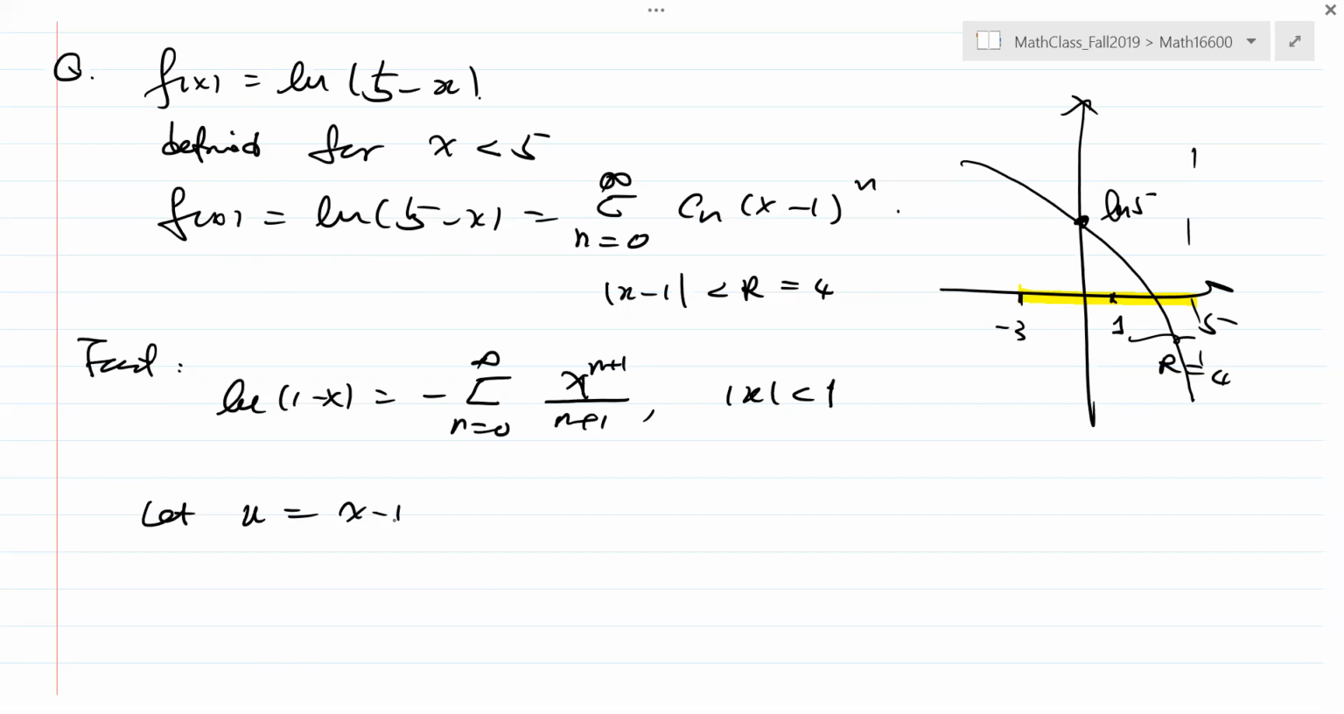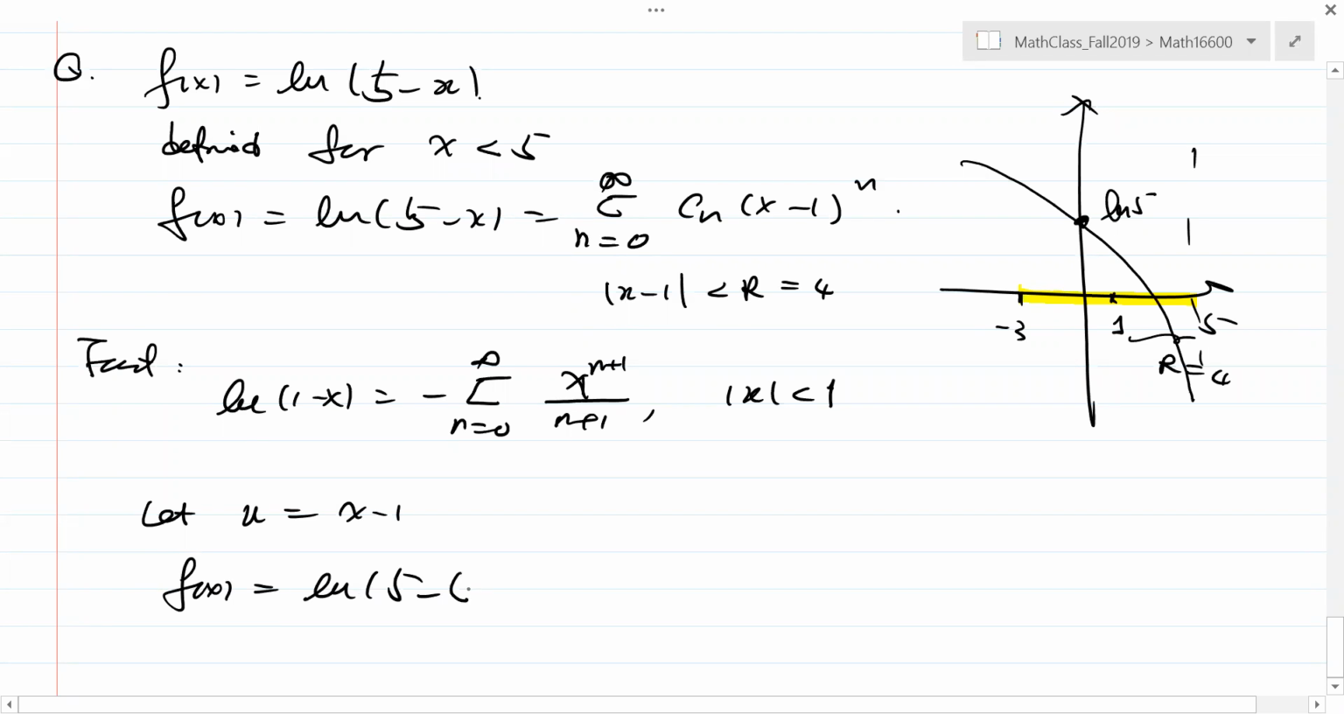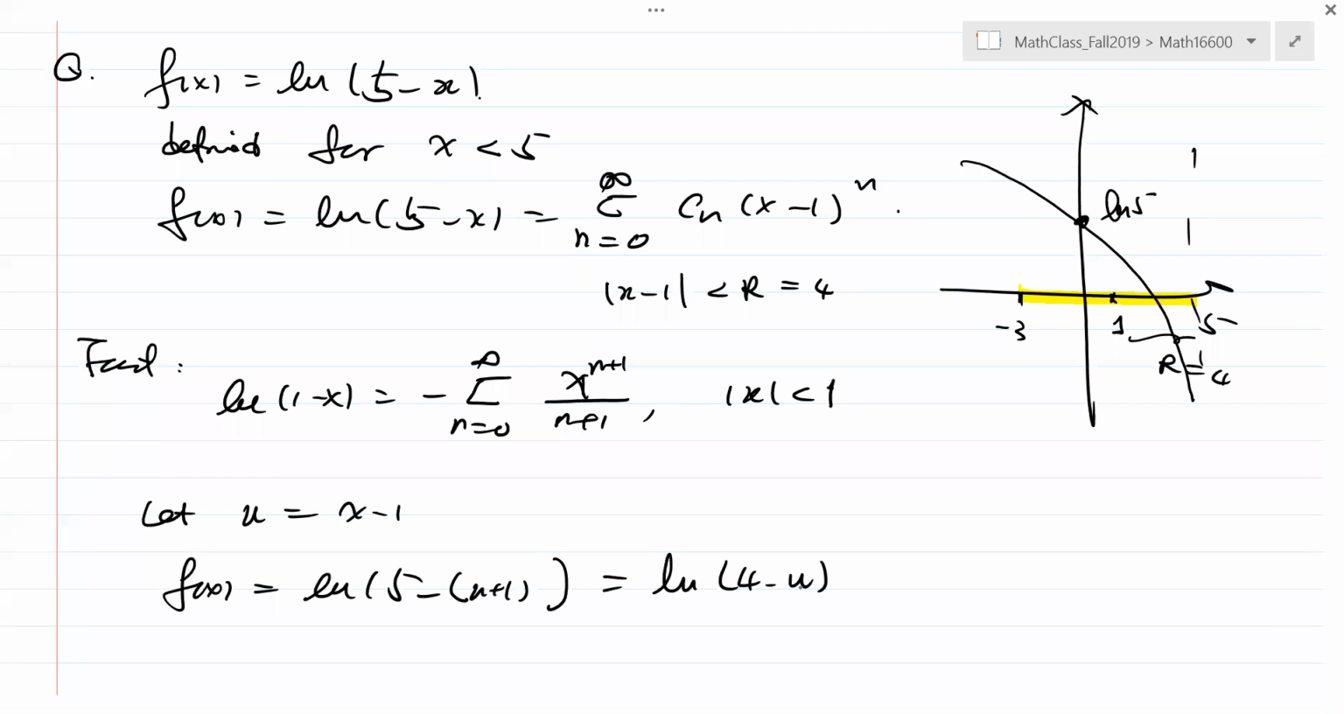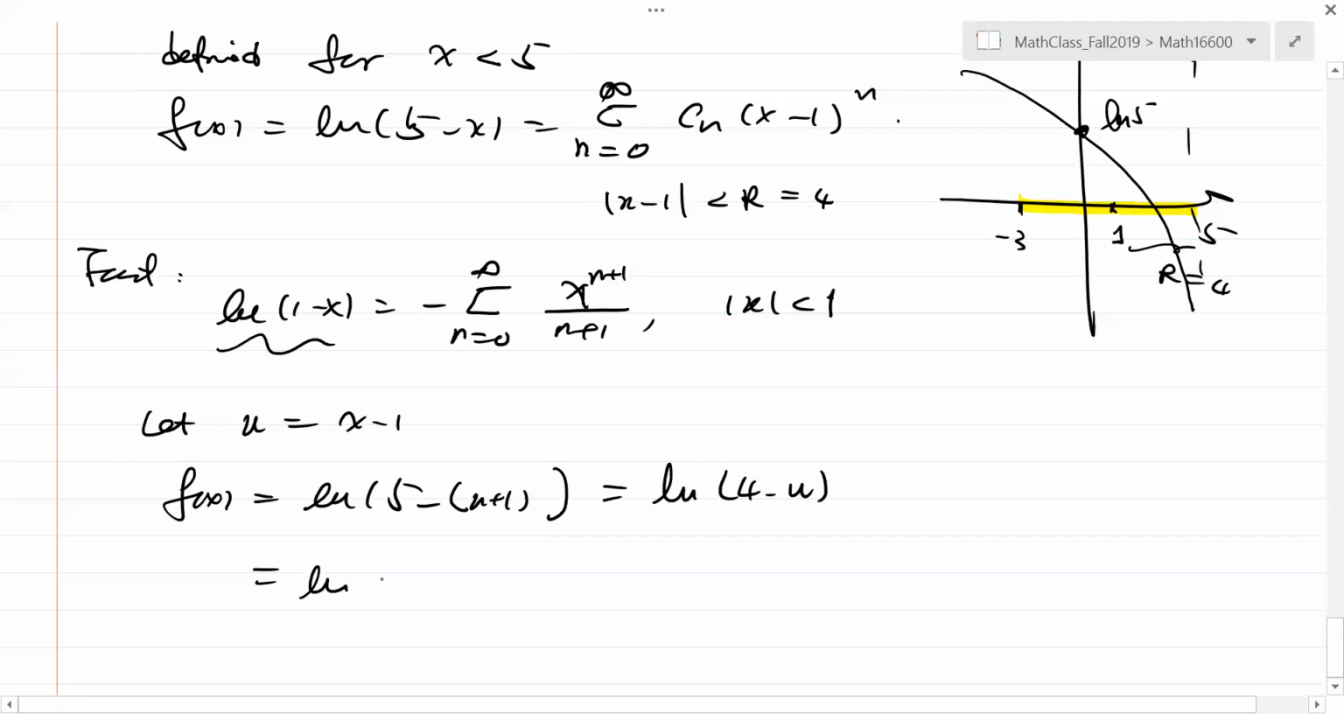All right. So this is the idea. 5 minus x, x is going to be u plus 1. So simplifying it, I get natural log of 4 minus u. The 4 shows up here, right? But that's not good enough yet. I have to express it in the form like this. So how can I do that? I take the 4 out, which is going to be natural log of 4 plus natural log of 1 minus u over 4.